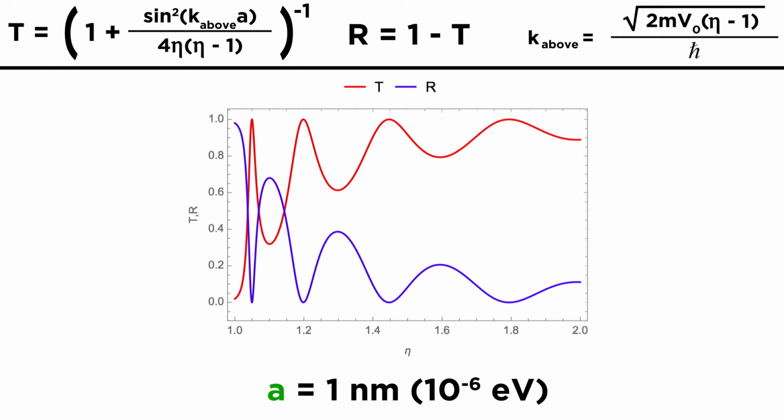Let's start with the 1 nanometer long, 1 microelectron volt barrier. Let's plot T and R for values of eta from 1 to 2, meaning that the particle would have an energy equal to V0 when eta equals 1, and twice V0 when eta equals 2. Remember, before we said that the chances of transmission when eta equals 1, when the particle came from below the barrier, were slim, so we should find the same for a particle coming from above the barrier as well. And in fact, that is what we see. T is almost 0 at first.